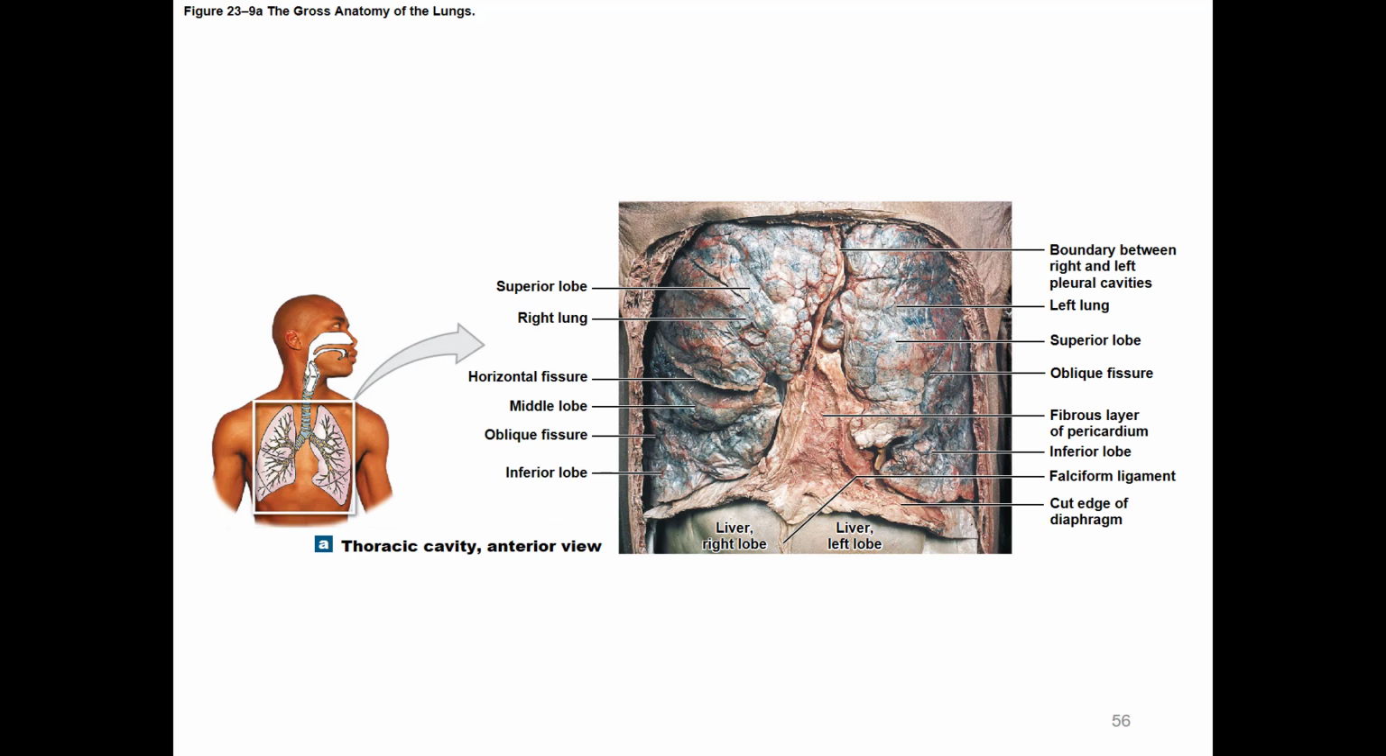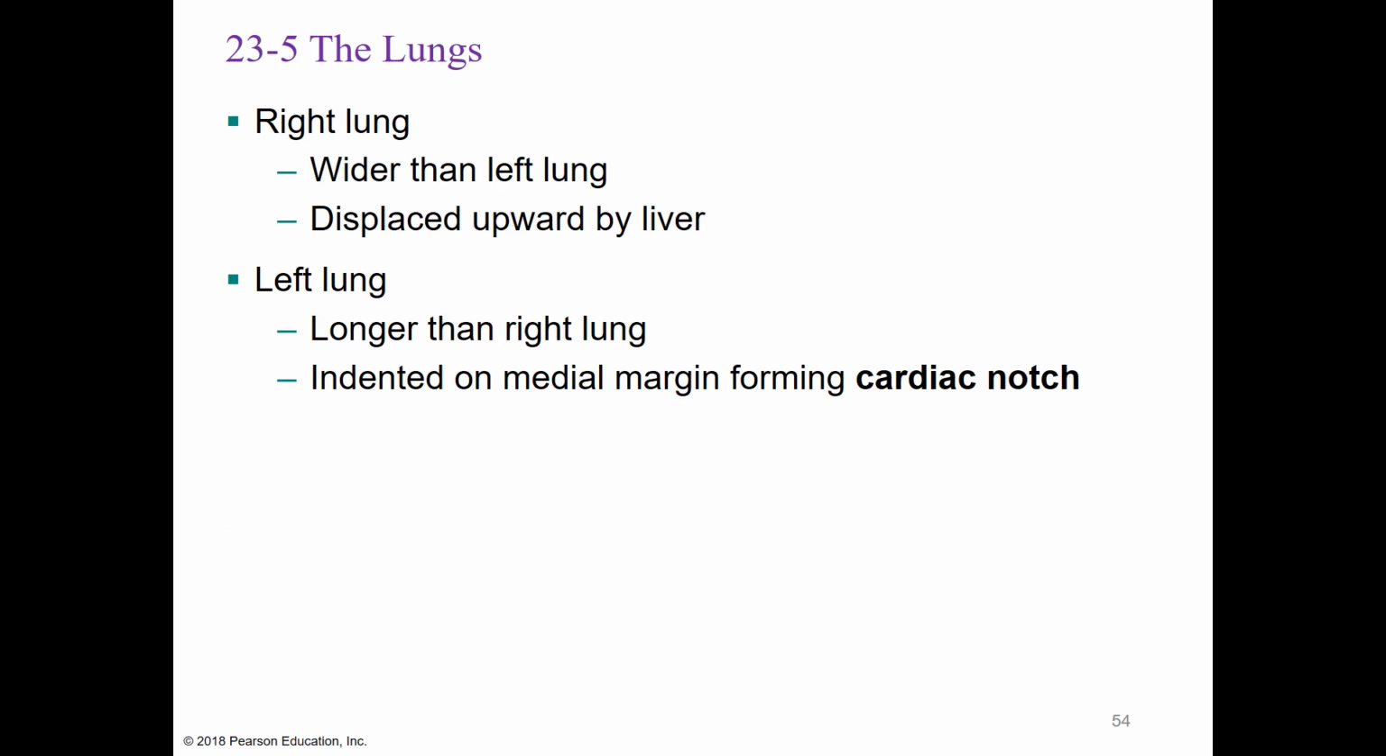You can see that the right lung is bigger than the left, like we talked about. It's displaced upward a little bit by the liver, and the left lung is longer than the right lung, but has that indentation we pointed out before called the cardiac notch on its medial margin, where the heart would kind of press in to the lung.